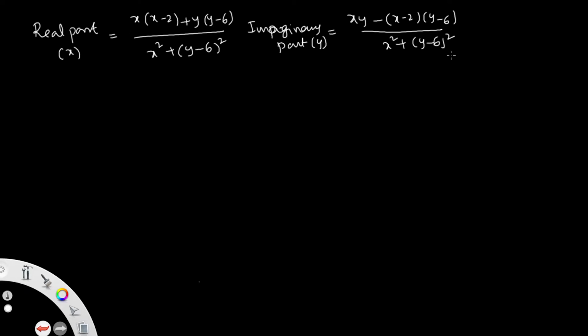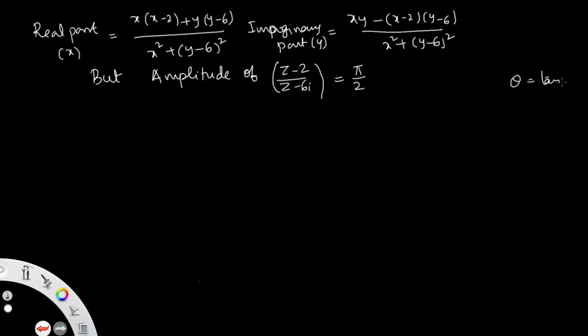But what is given in the question? According to the problem, the amplitude of z minus 2 by z minus 6i is equal to pi by 2. Amplitude, as we have learned, is theta, which is nothing but tan inverse of y by x. This is the amplitude or argument. So now substitute this as the y and this total thing as the x. Now simplify.